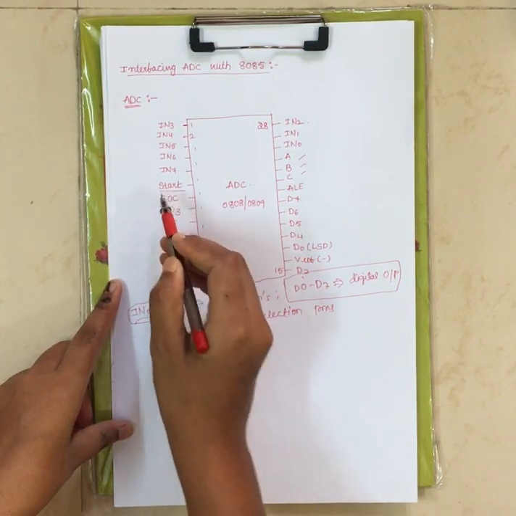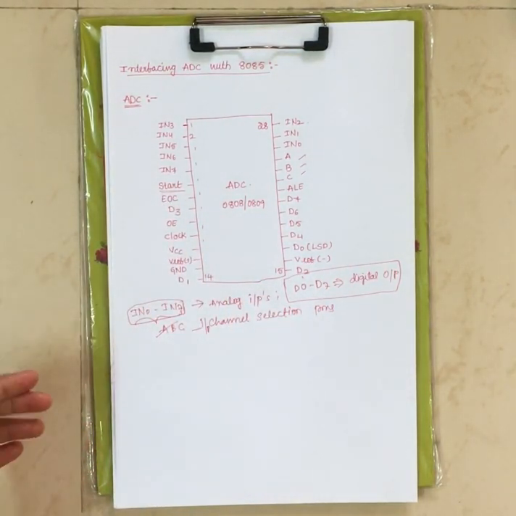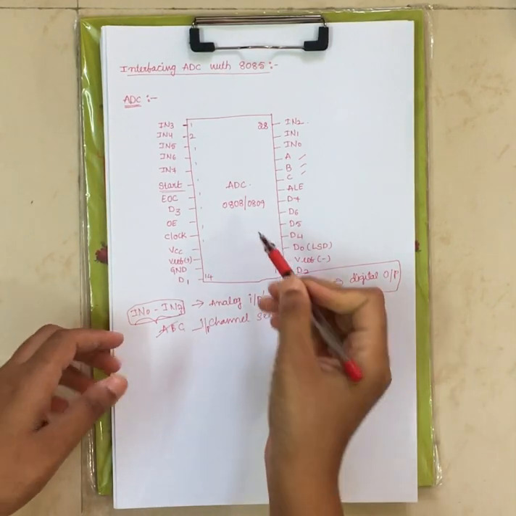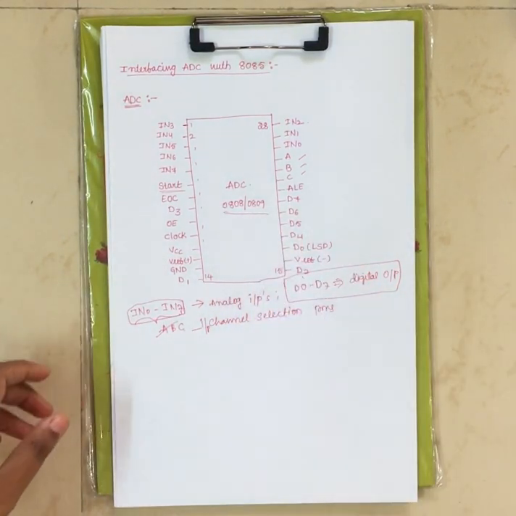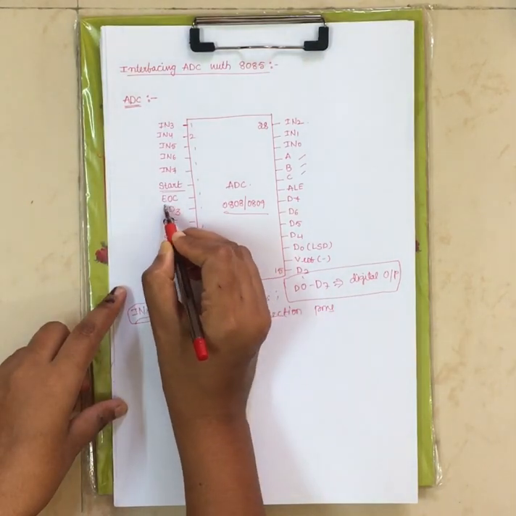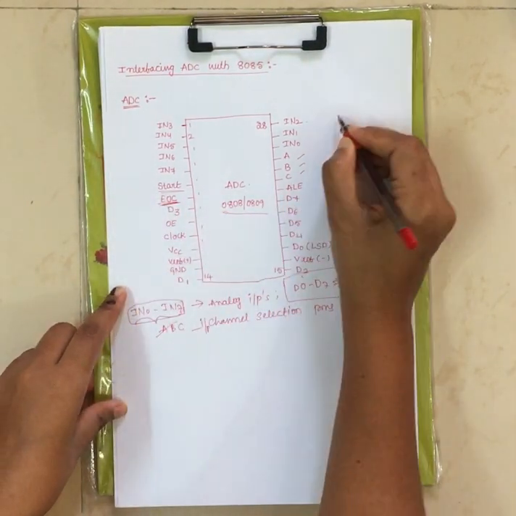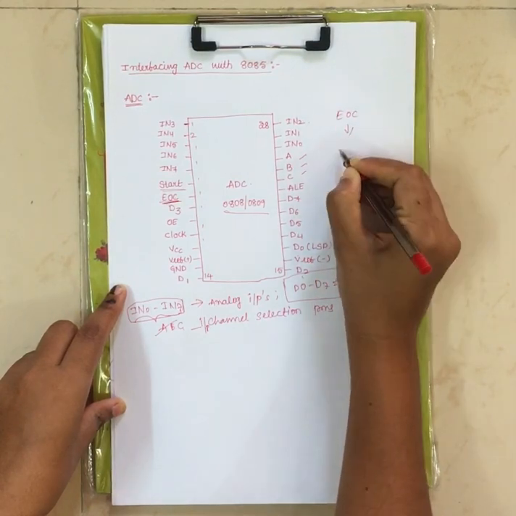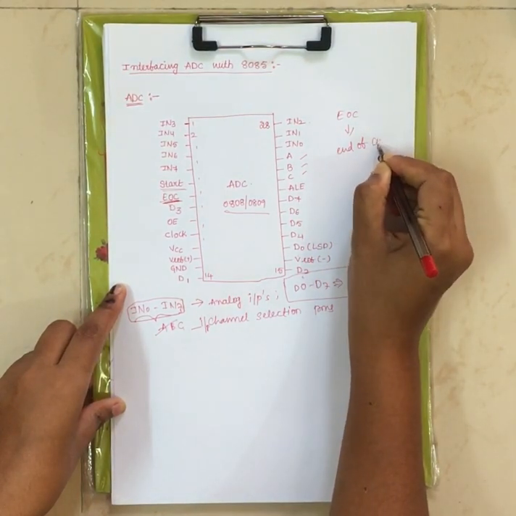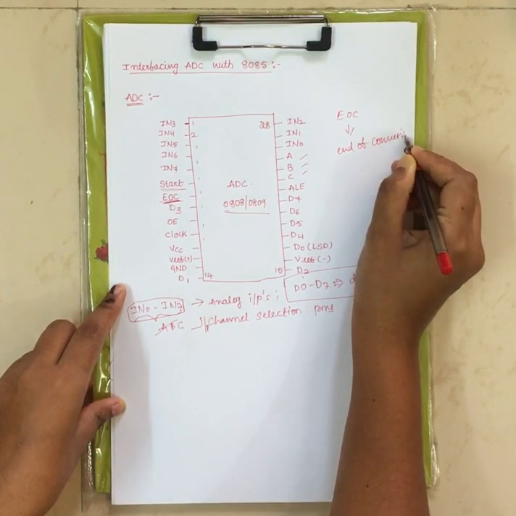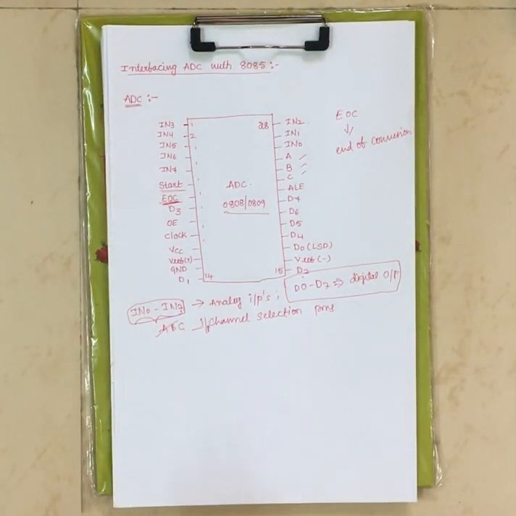Next we have the start pin, start of your ADC. And next we have EOC. EOC stands for end of conversion. This states that converting the analog signal to digital signal is completed. This particular pin will specify that the analog signal is converted to digital signal.